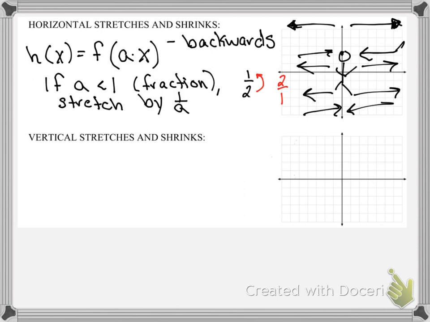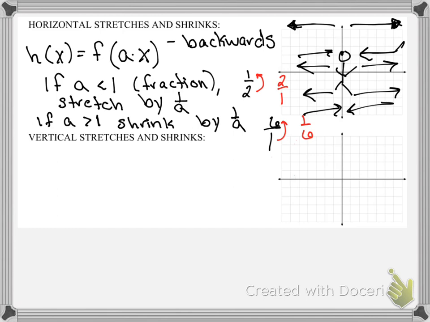Twice as big. Okay, so then if a is greater than 1, then it's going to be a shrink. Again, a shrink by 1 over a. So if let's say it's 6, that'd be 6 over 1. Again, it flips it. It's going to make it 1/6 as big. So again, that horizontal works backwards. And we'll have a lot of practice with that this year.